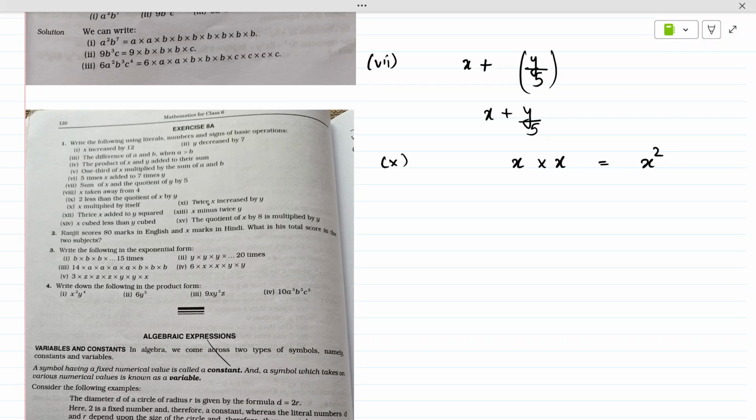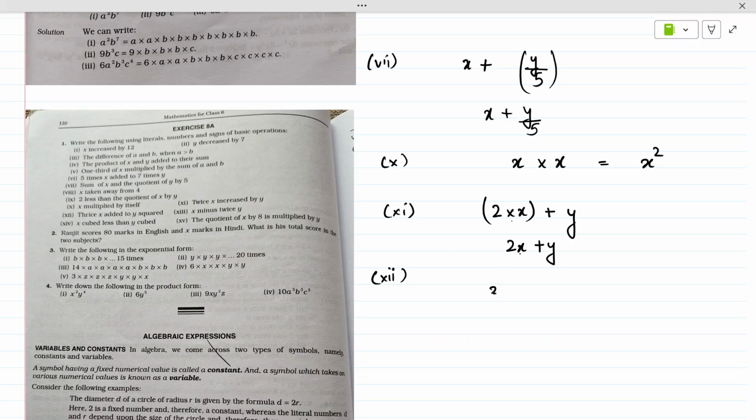Next we have twice x increased by y, 11th one. Twice x means 2 times x, this one, is increased by y. So this is 2x, 2 times x is 2x, and this is increased with y. So this is our expression. Next what we have is the 12th part, thrice x added to y squared.